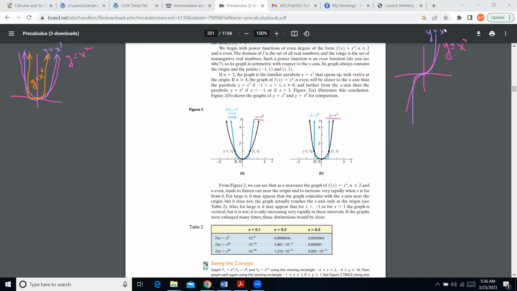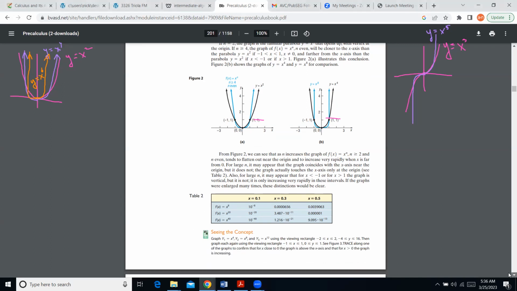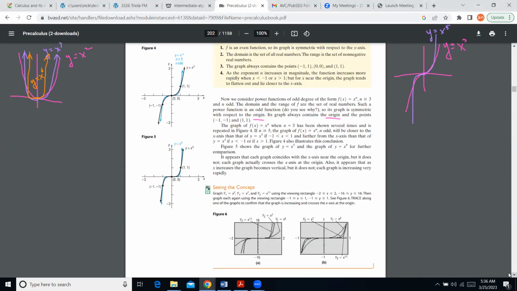So the main idea of this class is to make sure that we can graph those power functions without doing lots of points plot, but just know the shapes of those graphs. So here on the next page, they're actually discussing cubic parabola and then figure 5, fifth power function. So you can see that indeed these are in the same shape.